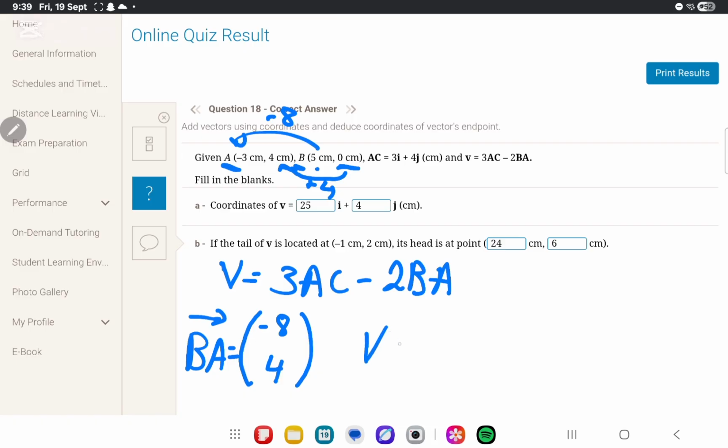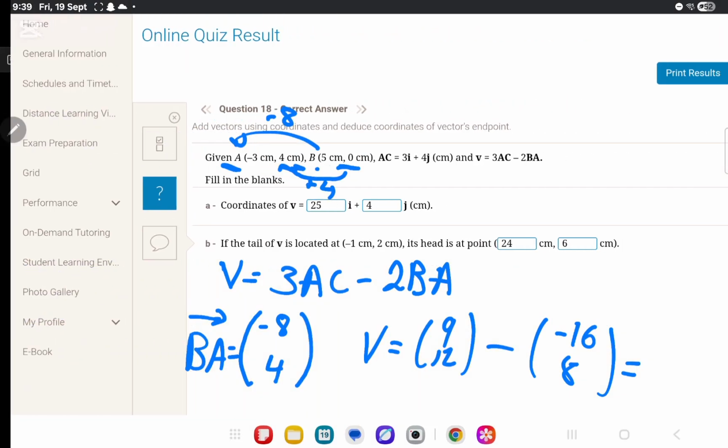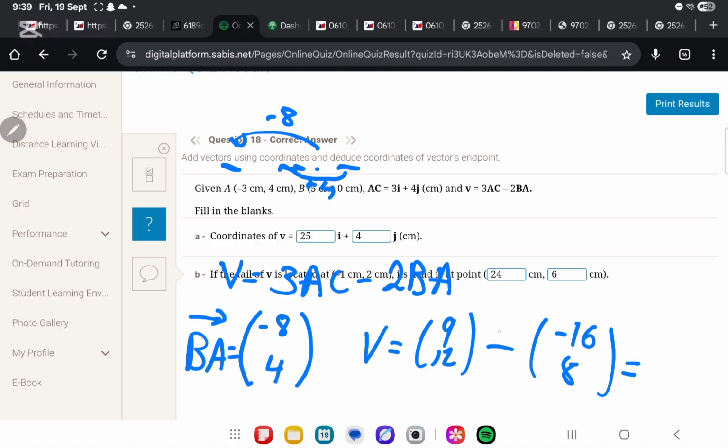Now, V is equal to 3AC plus VA. 3AC is this, so 3 times 3 is 9, 4 times 3 is 12, minus 2BA, 2 times negative 8 is negative 16, 4 times 2 is 8. 9 minus 16, sorry, ignore this, this is another topic. 9 minus negative 16 becomes 9 plus 16 because 2 negatives make a positive, 9 plus 16 is 25. 12 minus 8 is 4, so this is vector V, 25i and 4j.